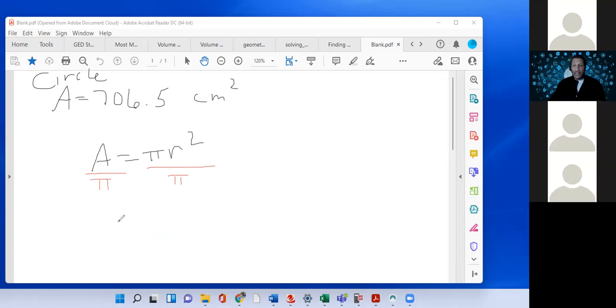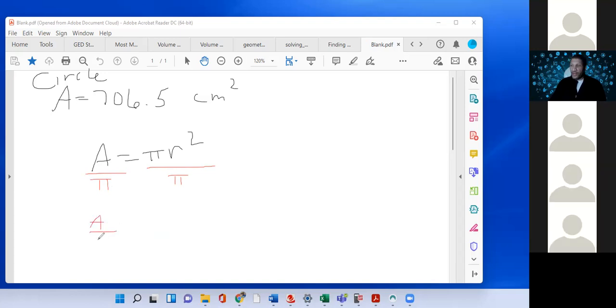I'm going to go to my next step. Area divided by pi is equal to, these pi's cancel, and you're left with r squared. So now you have the equation, area divided by pi is equal to r squared. So you're asking yourself, is r by itself? No, it is not. When I mean r is by itself, I mean r equals, x equals, t equals, not t squared, not r squared. R is not by itself.